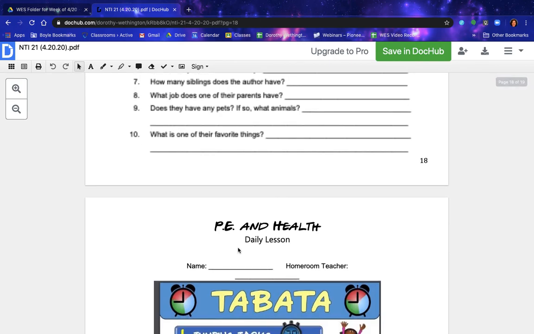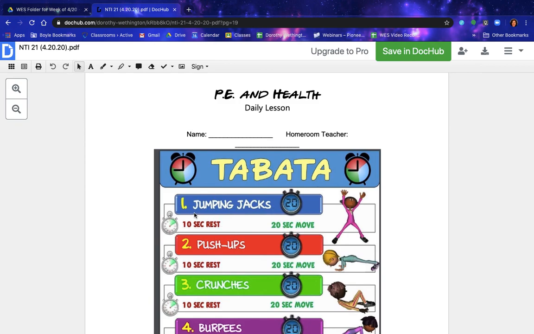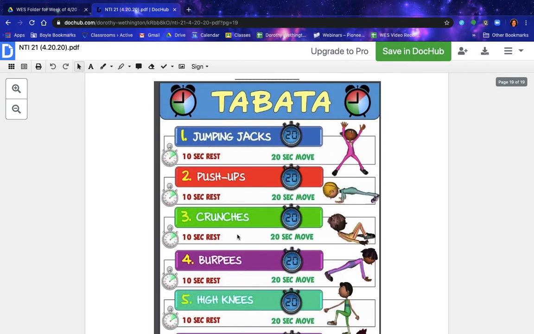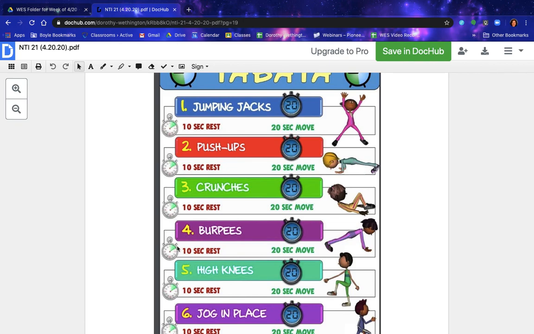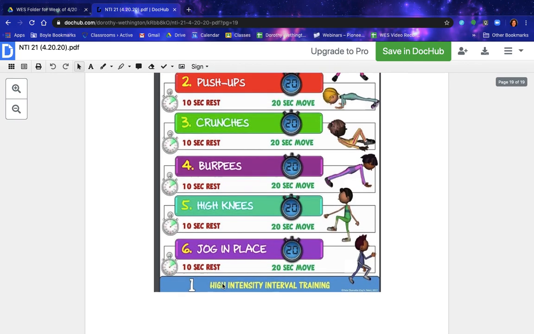For PE and health, you have Tabata. You have first thing jumping jacks, 10-second rest, 20-second move. Number 2, you have push-ups, 10-second rest, 20-second move. Number 3, you have crunches. Number 4, you have burpees. Number 5, you have the high knees. Number 6, jog in place.